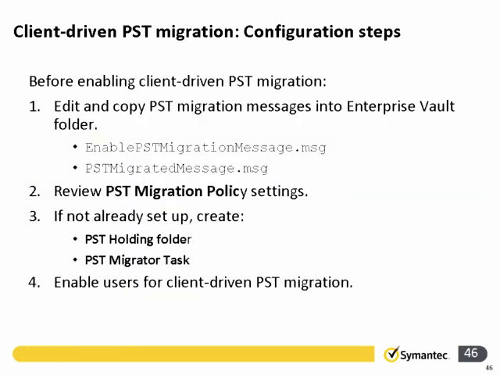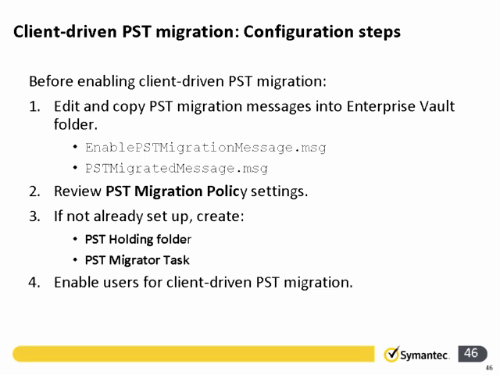Some configuration steps. Before you enable the client-driven PST migration, make sure that you've edited and copied the applicable PST migration messages into the Enterprise Vault root directory. The two that you're probably going to want to modify and edit, just like the welcome message that we looked at in an earlier lesson, have red text inside of these messages to give you guidance on how to edit them and what types of things to provide information for your users. The two main messages are the enable PST migration message and the PST migrated message.